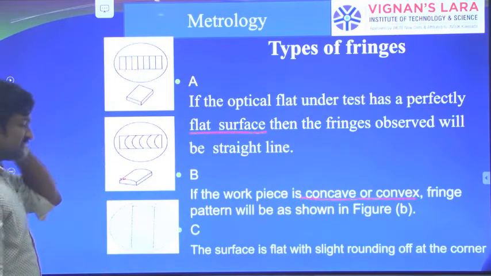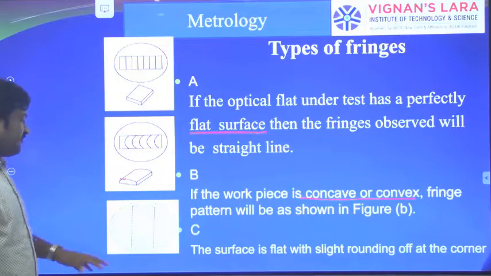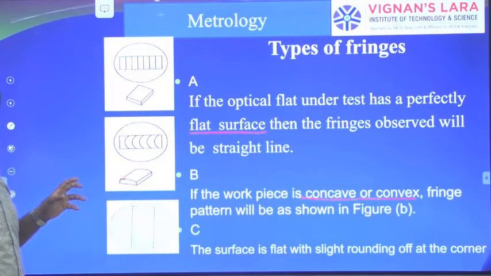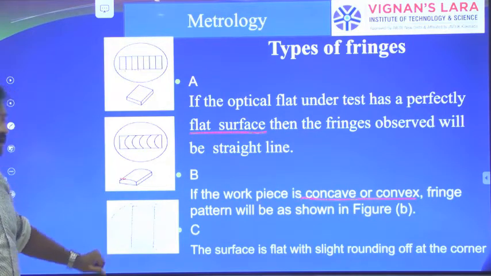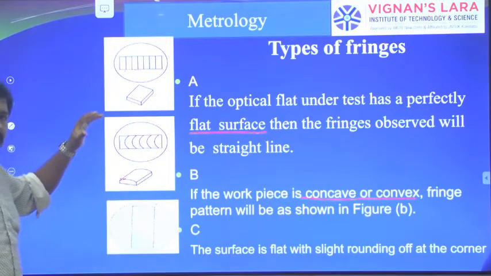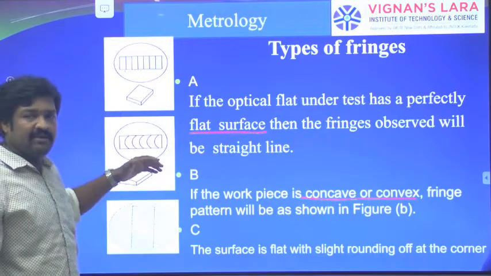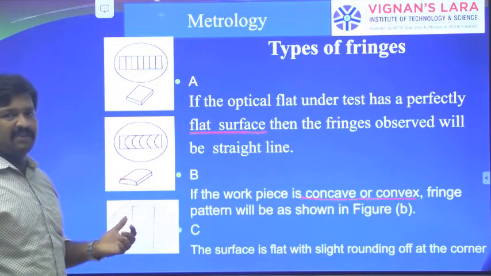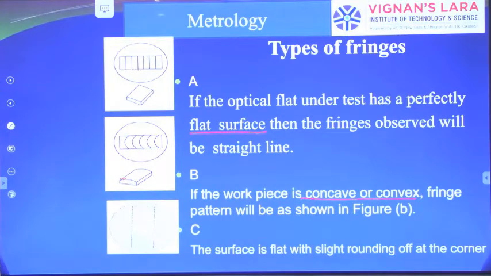Next, the surface is flat with slight roundings at the corner. If the component has chamfers or fillets at the end, then the obtained fringes will look like this. It depends upon the profile. We can get various types of fringes. By observing the formation of the fringes, we can identify the type of flatness, whether the flatness is good, or it has a curvature or a smooth or irregular surface. That can be identified by means of the fringe pattern.